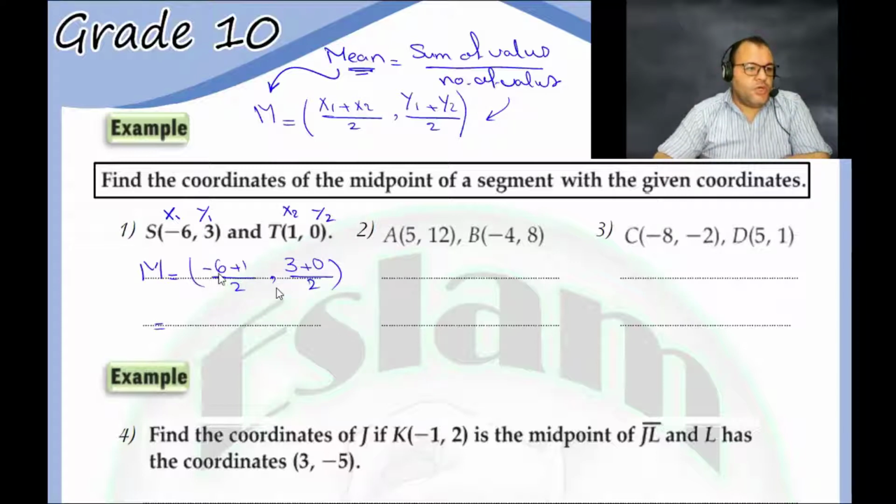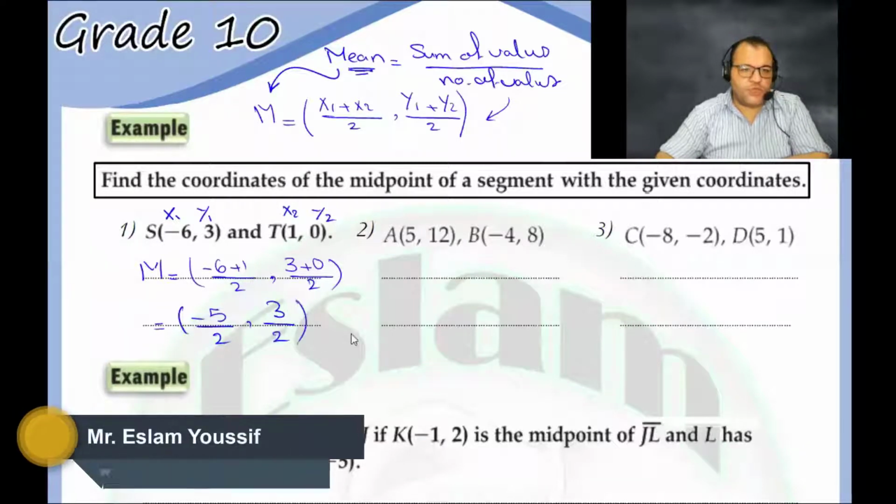Okay. So 2 is constant. It will never be changed. So negative 5 over 2, and 3 over 2. If you need to write it as a decimal, no problem. If you need to write it as a fraction, it will be the same answer.